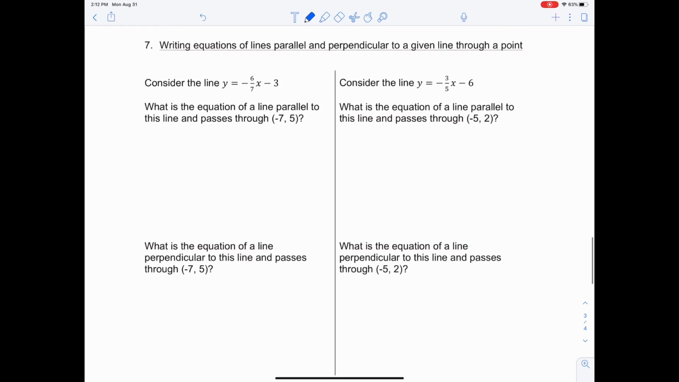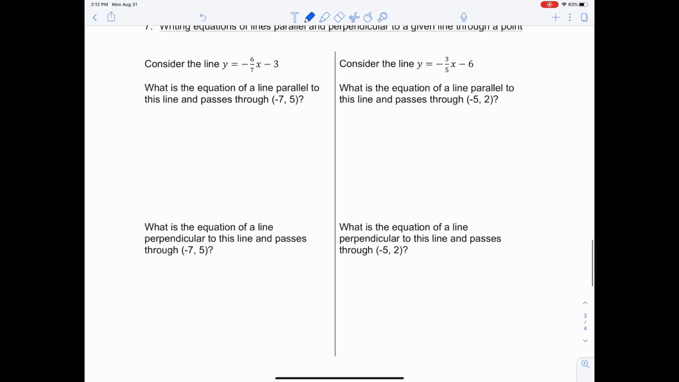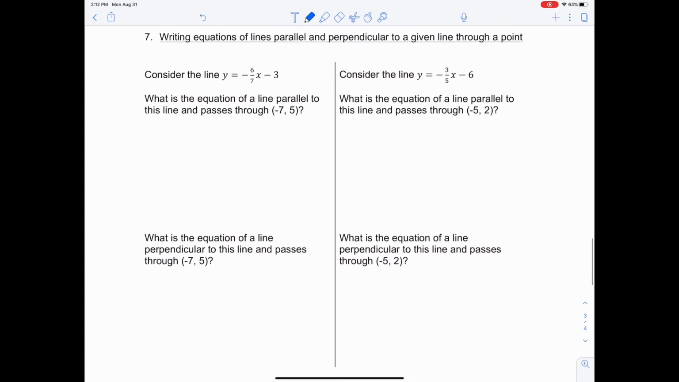Number 7, writing equations of parallel lines and perpendicular to a given line through a point. Okay, so consider the line y equals negative 6/7 x minus 3. So what is the slope of a parallel line to this, what is the equation of a line parallel to this line and passes through -7 and 5?